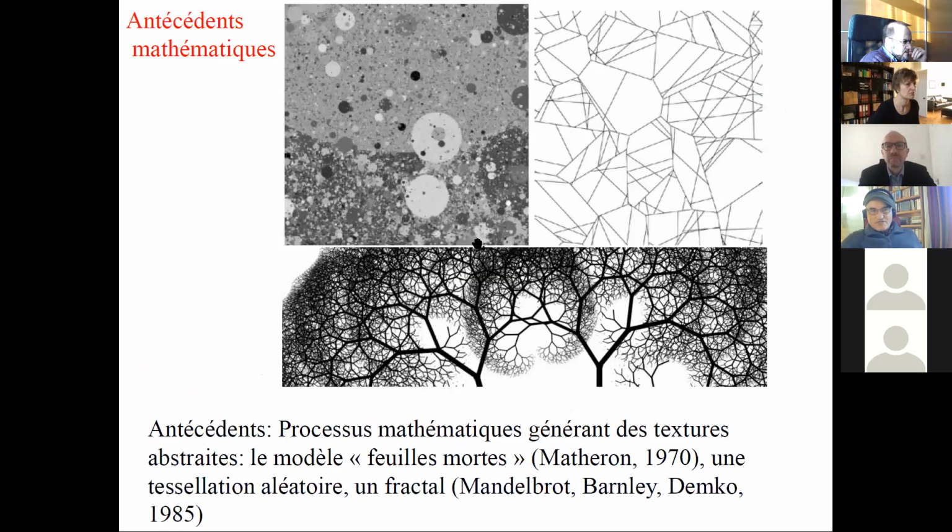As I said, our first starting point was looking at the first trials of mathematicians to make abstract images. So there is a famous dead leaf model by Matheron in the 70s, which was not built to make art, but to model actually stone samples. Then the random tessellations was another mathematical model. And finally, last but not least, fractals.